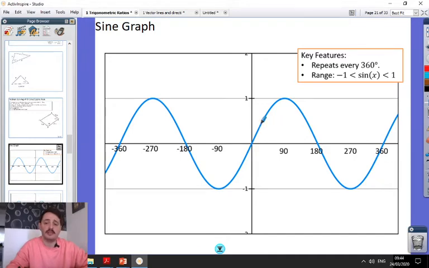Now, these key features are things that you need to know off by heart. They need to be fully memorized. You need to be able to imagine this graph in your head. So I'm going to talk you through the things that I know about this graph, kind of in the way that they make the most sense to me.